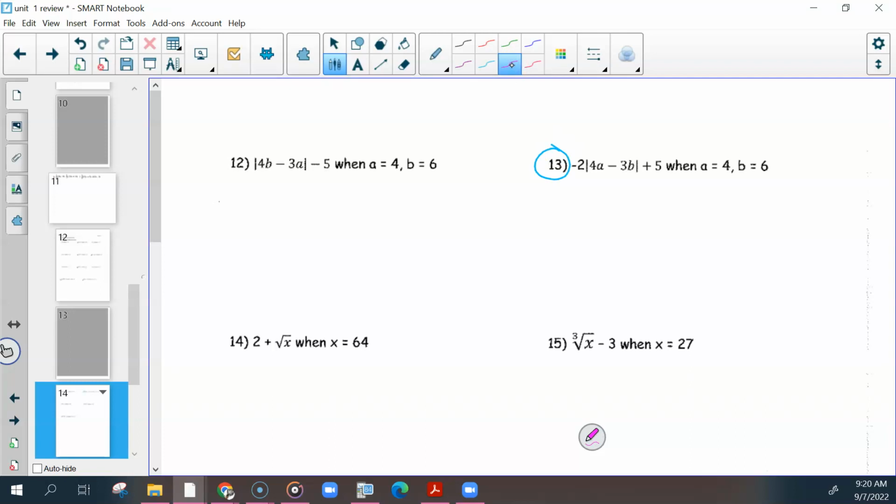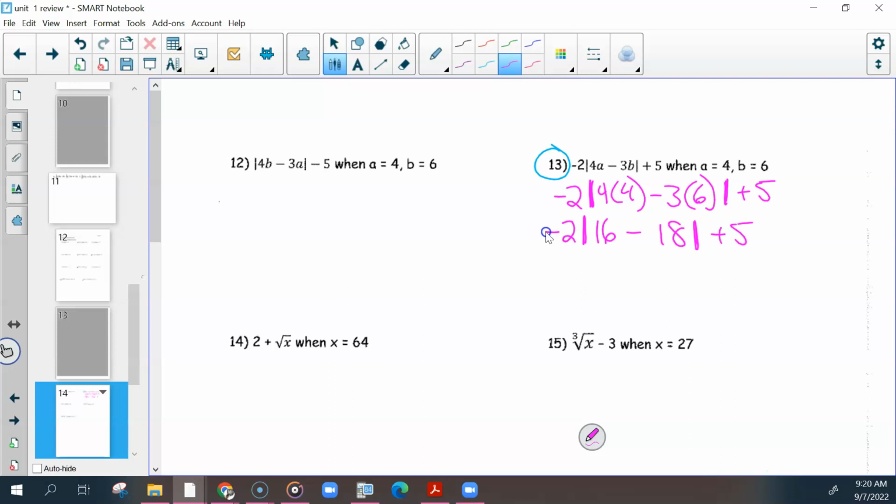So you do have absolute value bars, but we're going to put everything in first. So negative 2 times the absolute value of 4 times 4 minus 3 times 6. Do what's inside first. So you can multiply these. 16 minus 18.